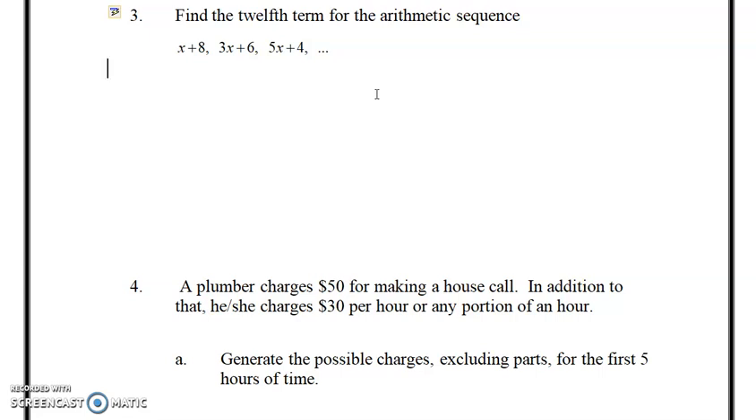You can clearly see that if I took 3x from the second term and subtracted x, I would get 2x. And if I took 6 and subtracted 8, I would get negative 2. Do the same thing from the third and second term: I take 5x, subtract 3x, I get 2x. Take 4, subtract 6, I get negative 2. So from this information, we can see that the difference d is equal to 2x minus 2.